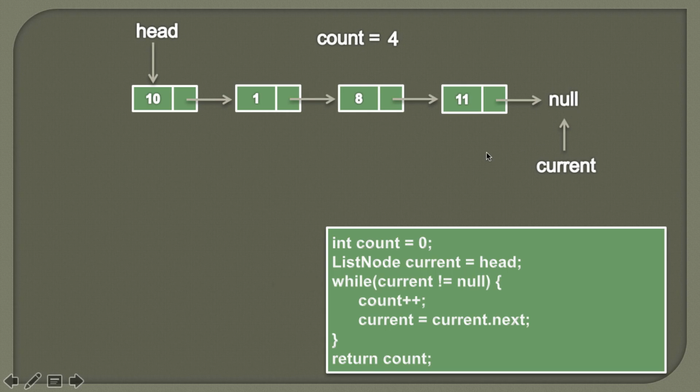So in the final step, we'll simply return the value of count, which is nothing but 4. And we also know there are 4 nodes, 1, 2, 3 and 4. So friends, let's go to Eclipse and see the working of this algorithm.